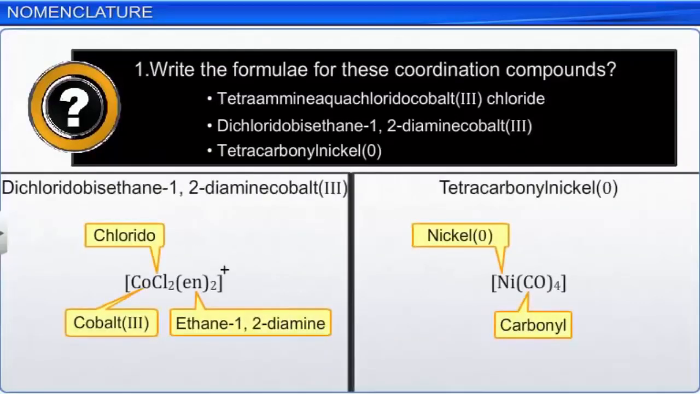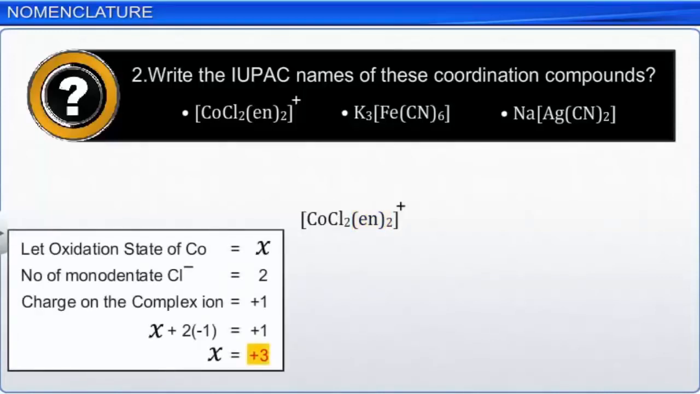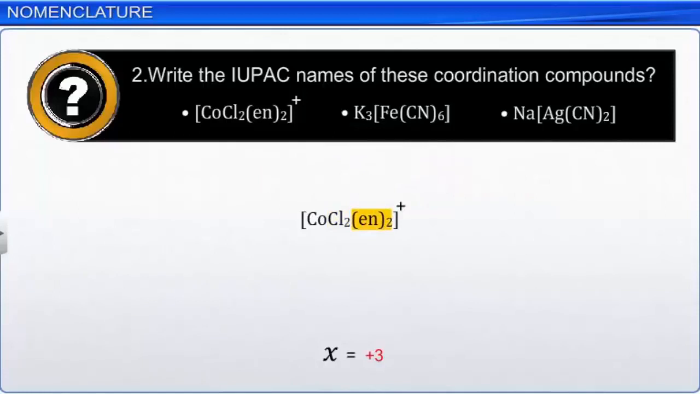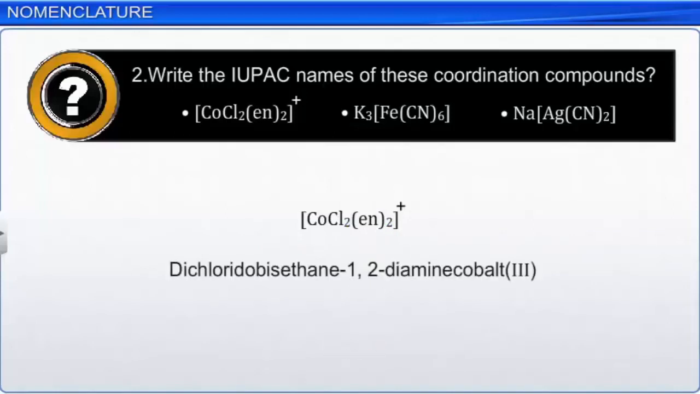Coming to the second question. The first complex is a cationic complex and has two chloride ligands and two ethane-1,2-diamine ligands. The oxidation number of cobalt, as calculated here, is +3. Following the alphabetical order in naming the complex, chlorido ligands are named first, followed by ethane-1,2-diamine. The number of chloride and ethane-1,2-diamine ligands is indicated by the prefixes di and bis respectively. Thus, the IUPAC name of the given complex is written as dichlorido bis(ethane-1,2-diamine) cobalt(III). Similarly, the IUPAC names of the other complexes are written as shown here.